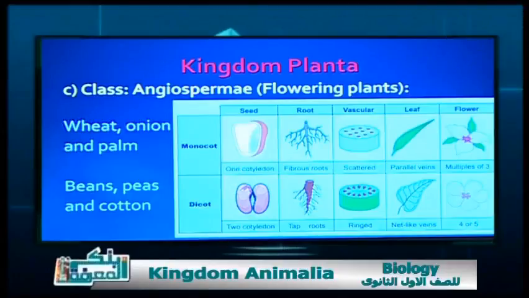So if we examine the root of the onion, it has a fibrous root, as well as the wheat and corn, and peas, beans, and cotton have tap roots.